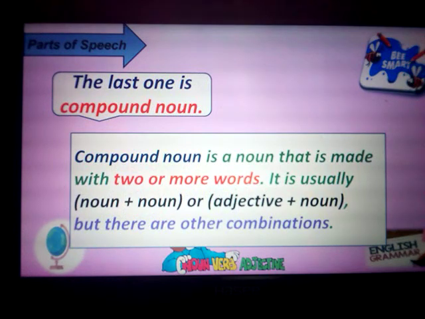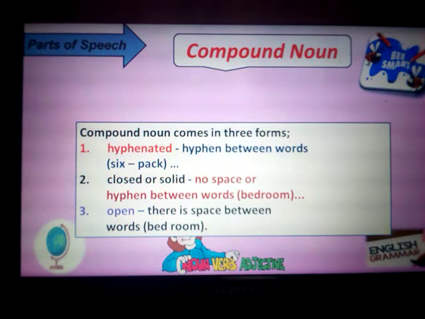Now, the last one is compound noun. A compound noun is a noun that is made with two or more words. It is usually noun plus noun or adjective plus noun. But there are other combinations. And let's take a look at one after the other.